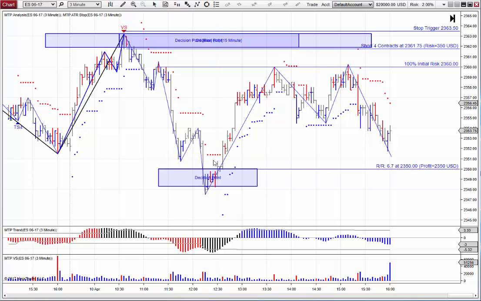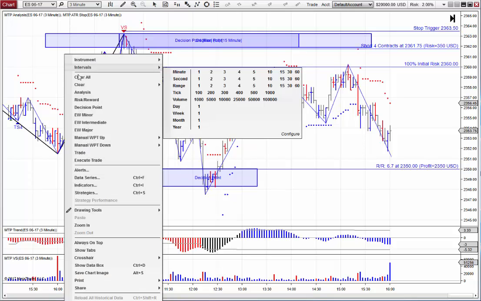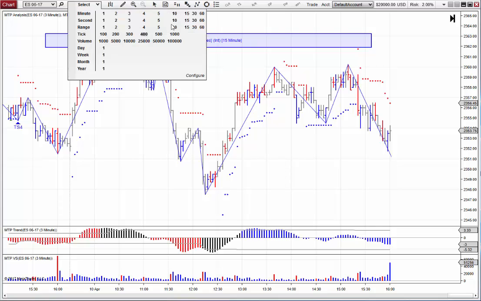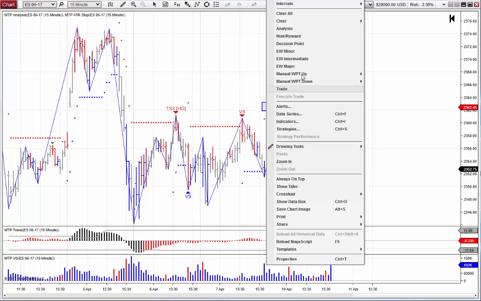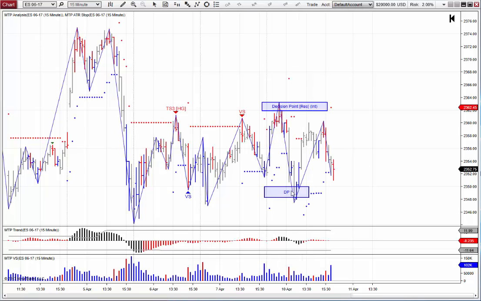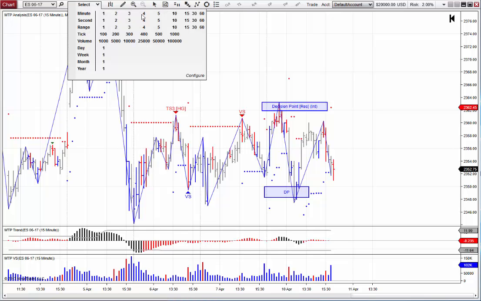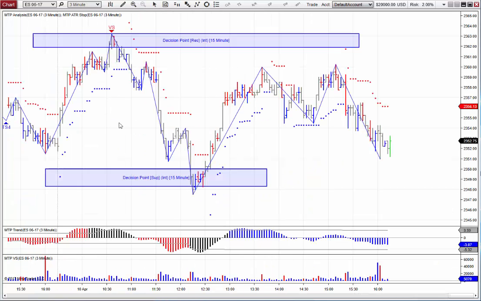But were there any other reasons why you perhaps might want to consider that the decline here was over? Well, if I clear everything off and go out to the higher time frame chart, remember these are on the chart in advance. Here's our next DP support zone. So there you go, the market came down and hit that DP support zone. So let's see what that looks like on the 3-minute chart. And there it is, coming in right at the low.